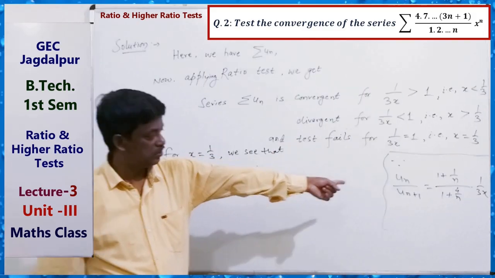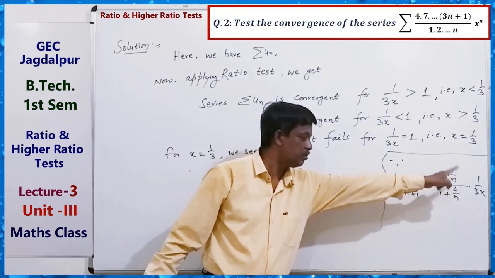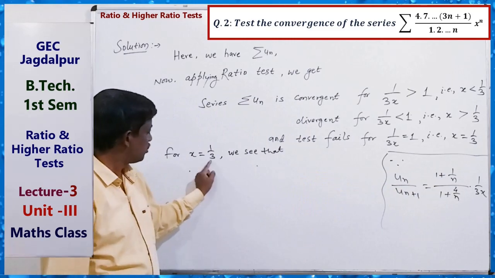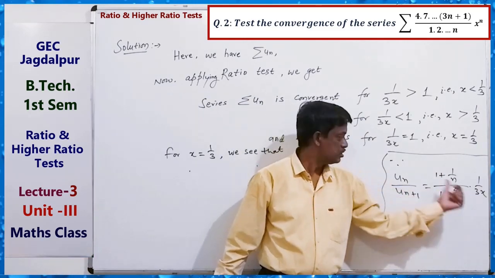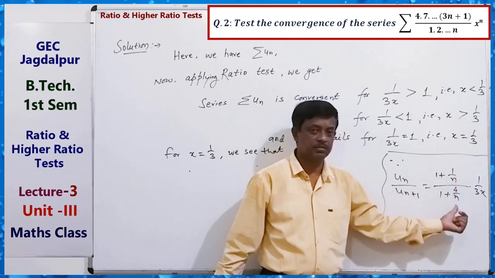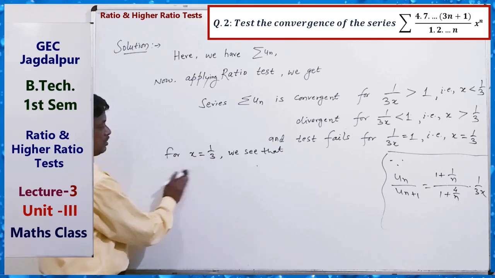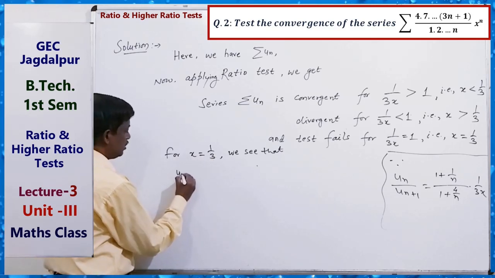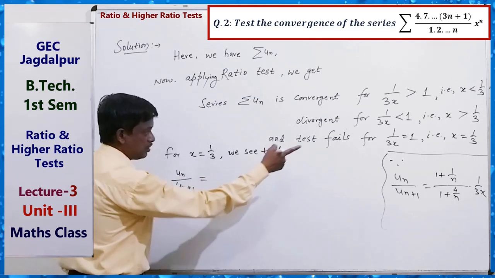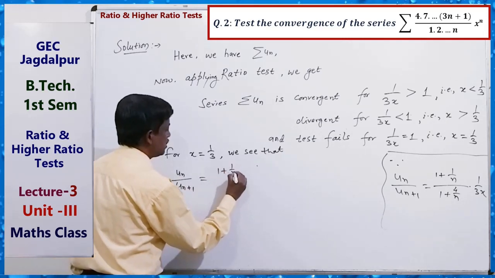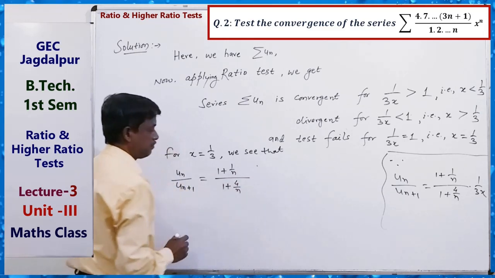Just in the previous part, u_n upon u_{n+1} equals (1 + 1/n) upon (1 + 4/n) times 1 upon 3x. For x equal to 1/3, the factor 1 upon 3x is 1. So we get only this term, u_n upon u_{n+1}. For x equal to 1/3, we see that u_n upon u_{n+1} is equal to (1 + 1/n) upon (1 + 4/n).